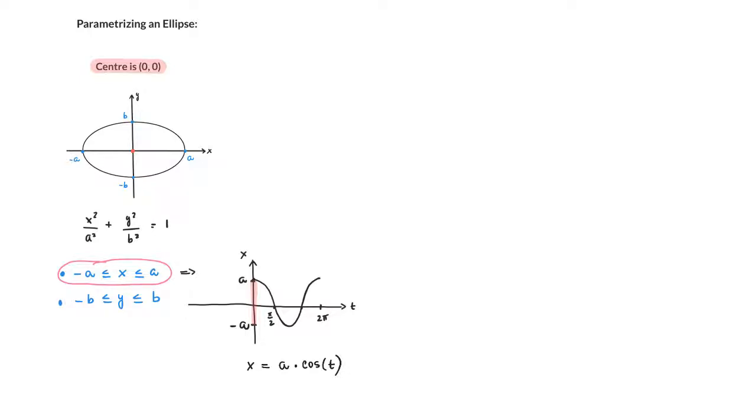Could you have used a times sine of t? Yes, you could have. I just feel that cosine has a nicer flow. For example, if t is equal to 0, then x of 0 is going to be a times the cosine of 0, which is going to give me a. That means that the initial point of movement, the beginning of the path, is going to be at a comma 0.